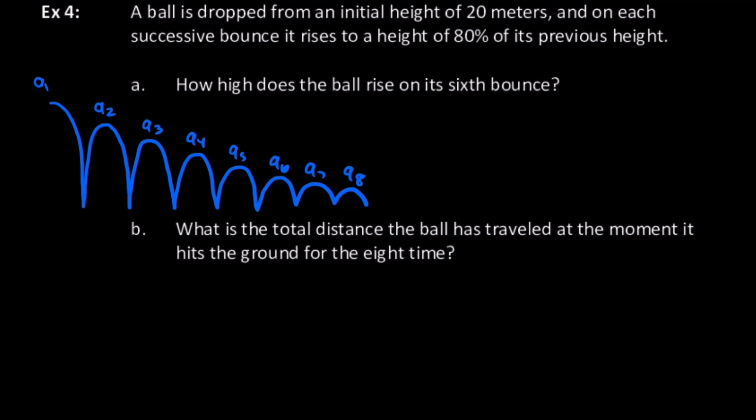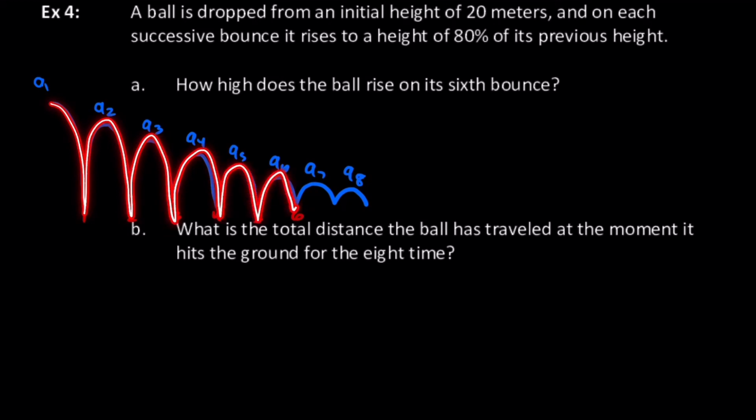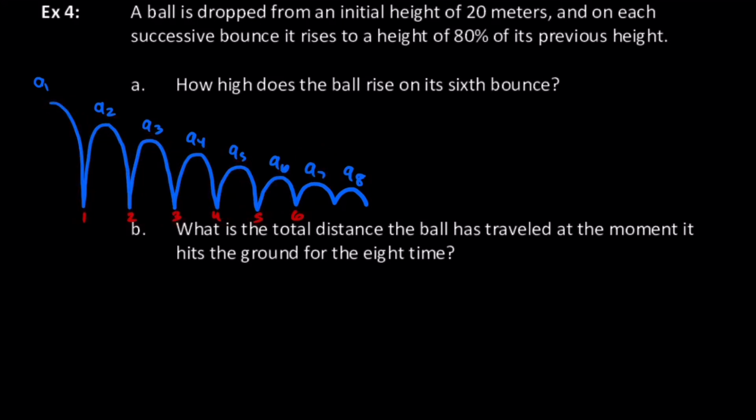So how high does the ball rise on its sixth bounce? Well, here's the first bounce, 1, 2, 3, 4, 5, 6. So after it has bounced 6 times, how high does it rise? That's going to be this. That's A sub 7. So what I'm looking for is A sub 7.